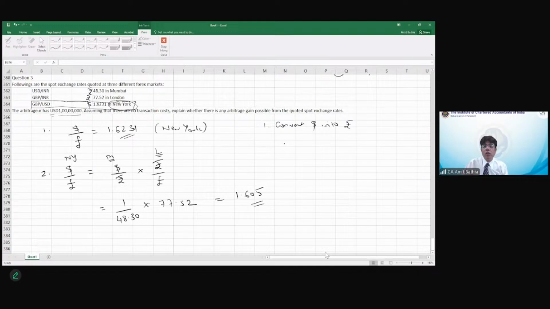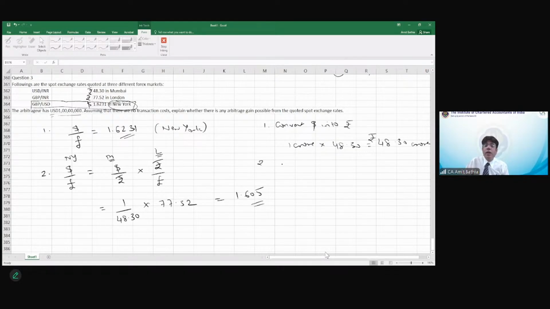1 crore into, what is the rate for buying rupee? Yes, 1 crore dollar will be converted into 48.30 rupees, right? So it will become 48.30 crores. Now I have 48.30 crore rupees.